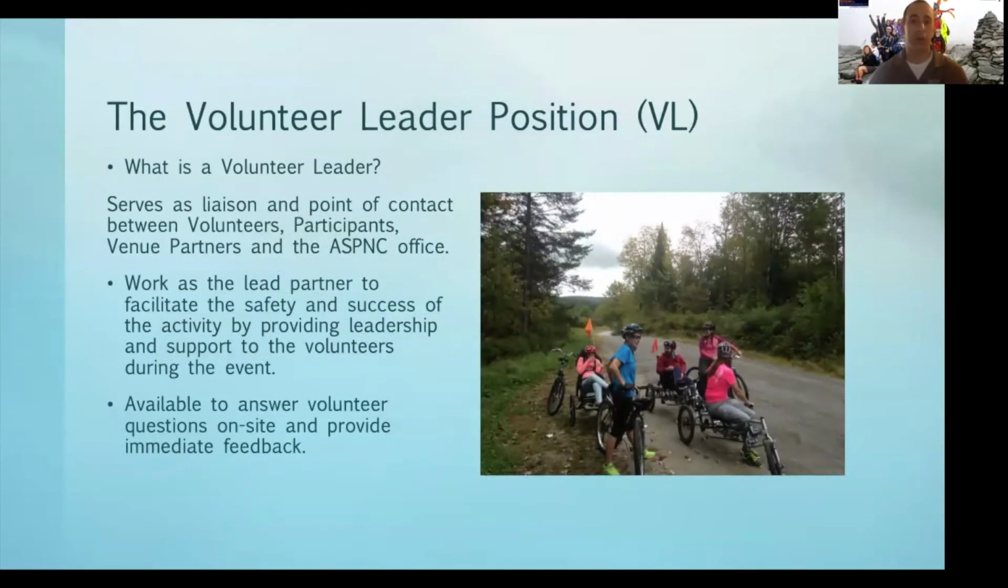So what is the volunteer leader? For us at ASPNC, the volunteer leader is that liaison or point of contact between our volunteers, our participants, our venue partners, the office, and the service organizations on the day that bring our participants. They're the go-to person for us. They're the lead partner that facilitates our programming. They're responsible for the safety of it and just the general flow.